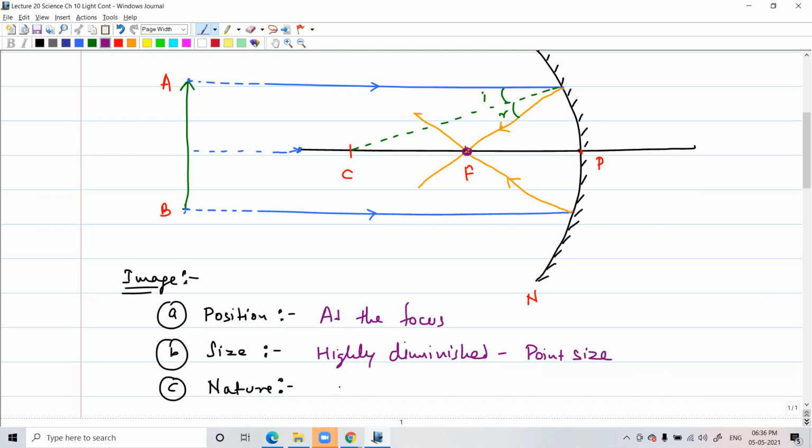And the nature, even though this is not clear from this image, you should understand that when you have a concave mirror and the light is coming from very far away, it will be an inverted image actually, okay, and it will be real because light is really going and meeting at this place. The reflected ray really goes and meets at this place. That's why this makes a real image. So real and inverted image. That is the nature.